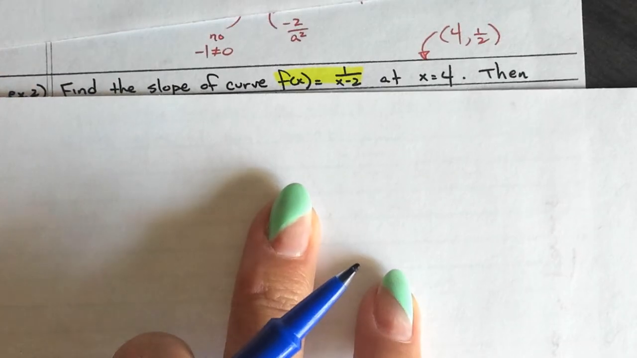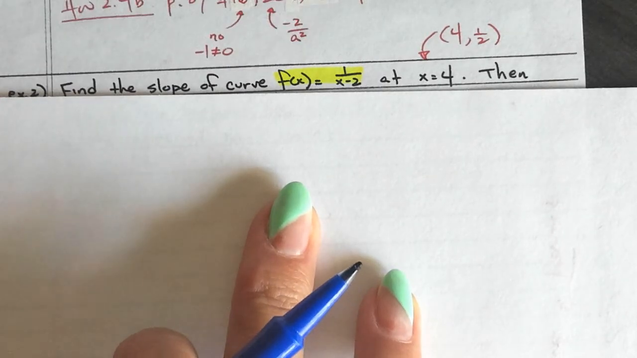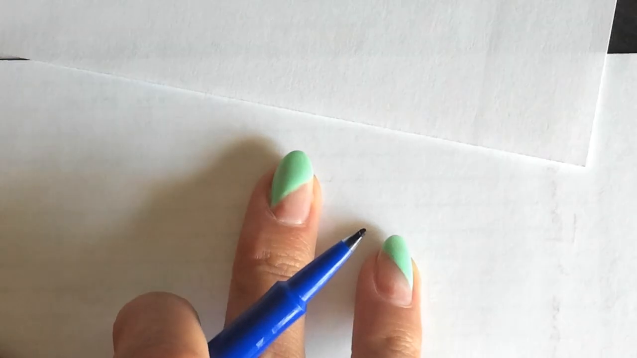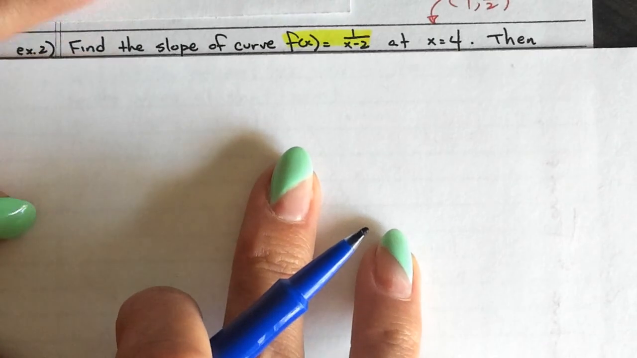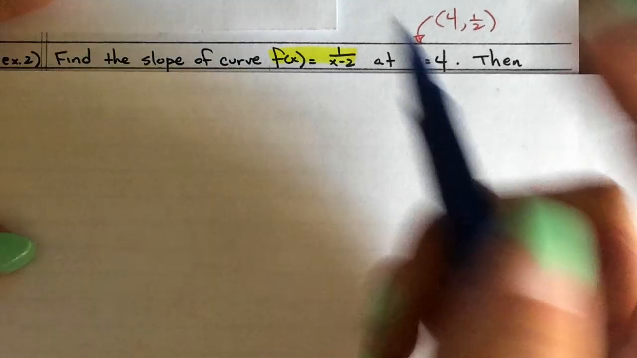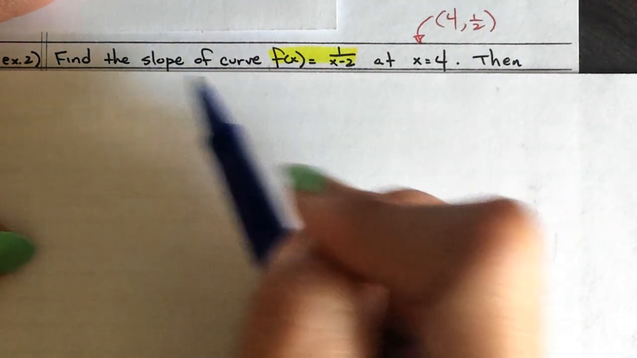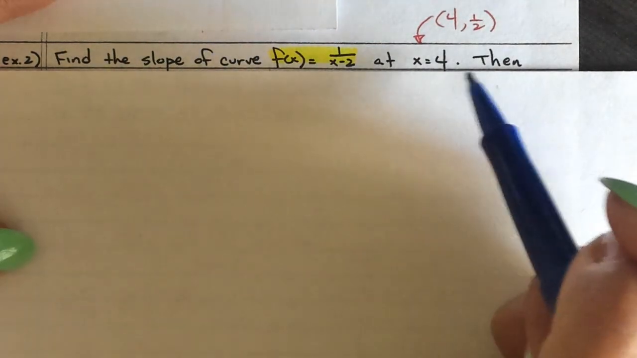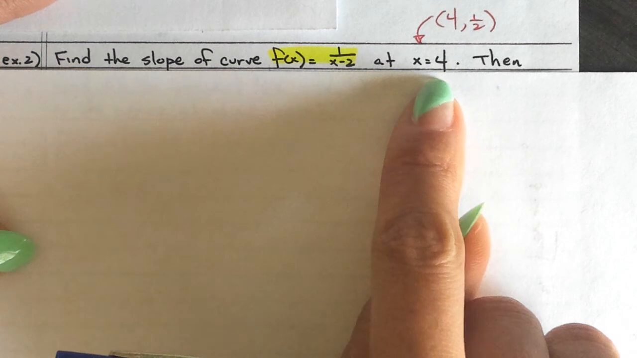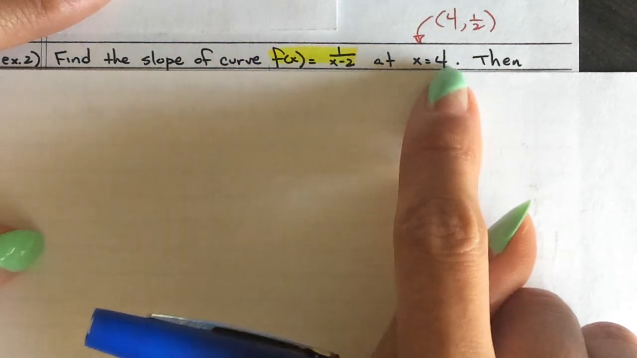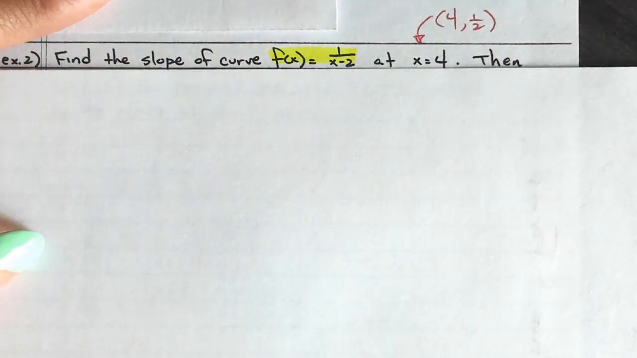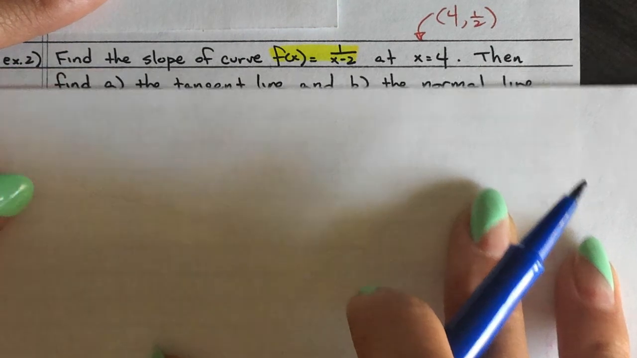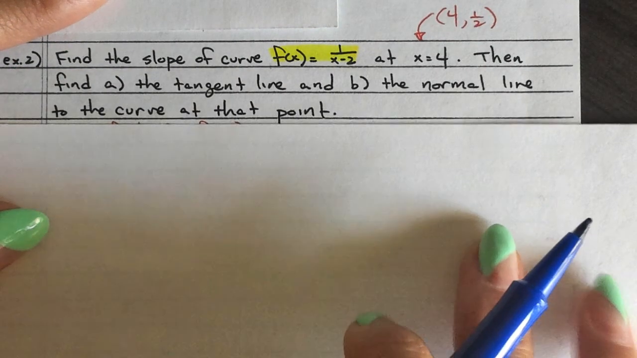Number 2, you can kind of ignore the stuff on top. I wrote myself a little note. This says the slope of that curve at x equals 4. Well, it'd be really nice if you had a point. So how do you make a point? You plug in the 4 and you get 1/2. So there's your y value, okay? Then you're gonna find the tangent line, find the normal line, same thing.